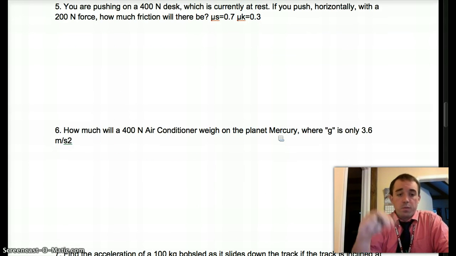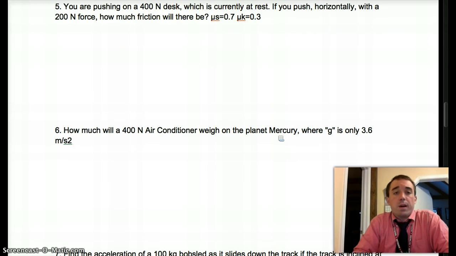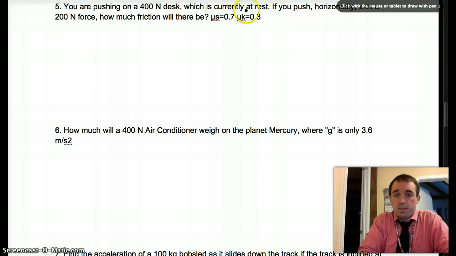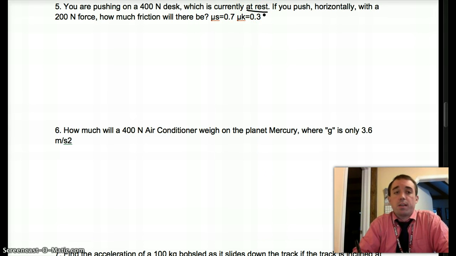Alright, moving right along, going nice and quick. You are pushing on a 400 Newton desk, currently at rest. Anytime you see those words, at rest, key things to look at. If you push horizontally with a 200 Newton force, how much friction will there be? Currently at rest, I have to see whether or not I'm pushing hard enough to overcome static friction.